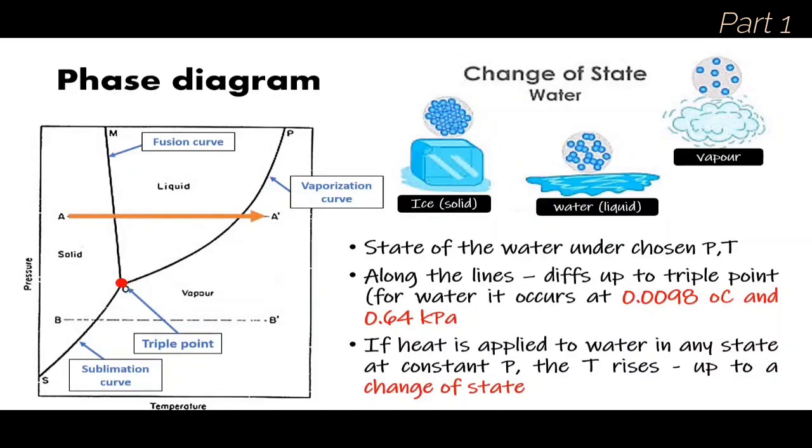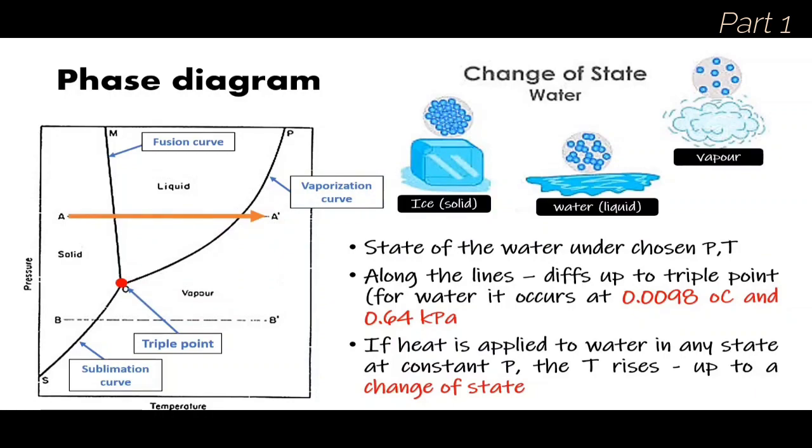If heat is applied to water in any state at constant pressure and the temperature is increased, it will cause a change of state. Now we look at the line A to A prime, which is the orange arrow. As you can see, the pressure is constant, let's say point A is the pressure, and when the temperature increases, we move along the line, and we can see the state of water change from solid to liquid to vapor.